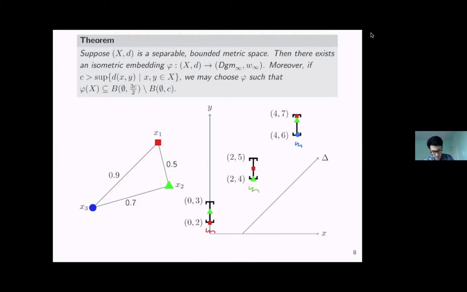It's distance, let's see, 0.7 from the green triangle, so we'll go maybe about here. And it's 0.9 from the red square, so it goes very close to the top. And so in this example, each point gets mapped to a persistence diagram with three points. And this gives you an isometric embedding.